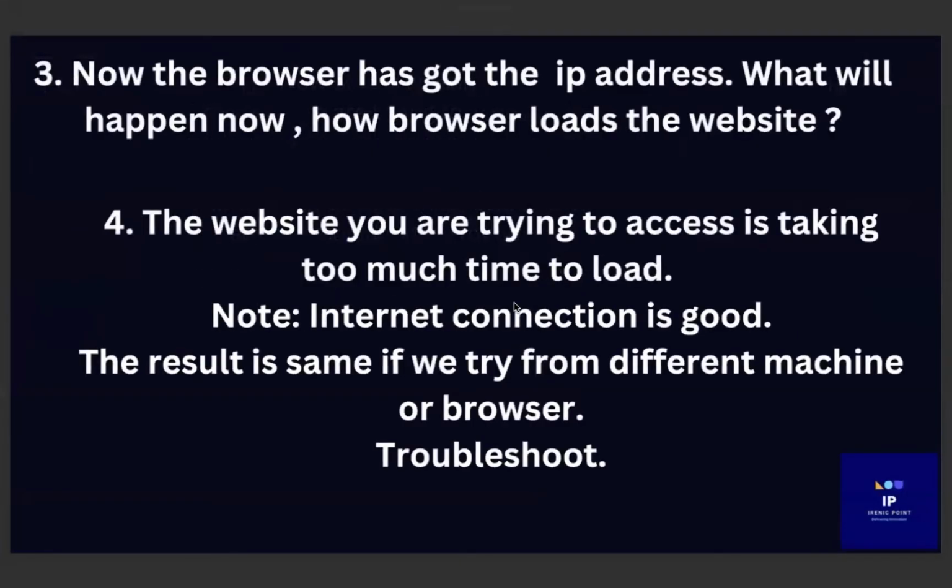The third question is: now the browser has got the IP address, what will happen now? How does the browser load the website? This means that when we are accessing a web page, let's suppose Amazon.com, it gets loaded in our browser. What happens in the background, like how the CSSOM tree is created, how the DOM tree is created, and what is the functionality and role of JavaScript here. So make sure you have a basic understanding of the DOM and CSSOM tree.